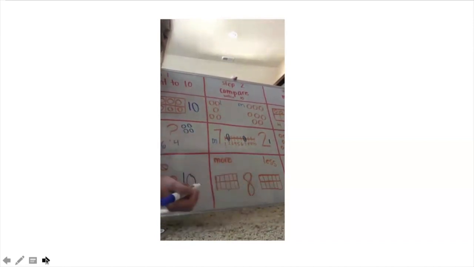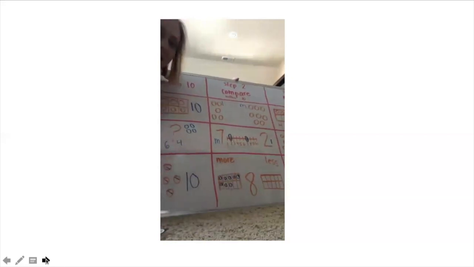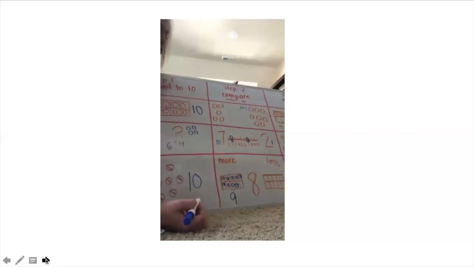All right, let's see if we can do it on a 10 frame and draw it for ourselves. We've got the number 8. So I need to draw more than 8. Let's start with 8. Here's 5, 6, 7, 8. Now, what's a number that might be more than 8? 9 could be more than 8.